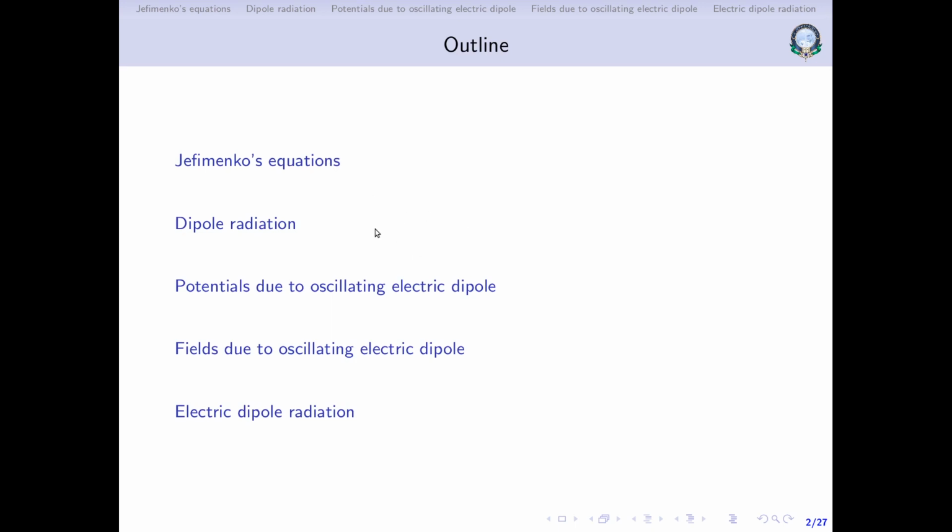Then I'll introduce the idea of what dipole radiation is, and using this idea we'll use the retarded potentials to find the potential due to an oscillating electric dipole. And once we get the potentials, that is the scalar and the vector potentials, we can then proceed to find out the fields due to that oscillating electric dipole. And finally, having obtained the fields, we can find the electric dipole radiation.